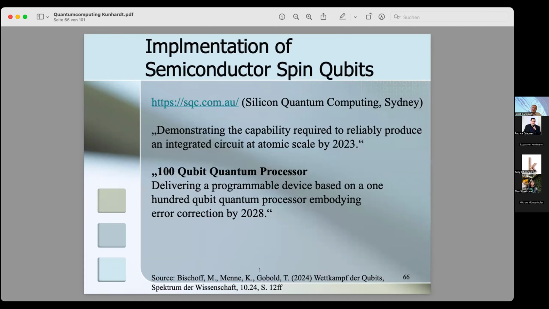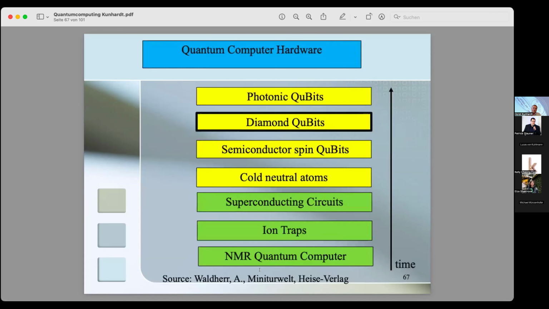Some companies refer to this kind of technology as silicon quantum technology. In Australia, in Sydney, they are working on that, and they say they want to produce a 100 qubit quantum processor based on semiconductor spin qubits, and that should be available with error correction by 2028. You see, a lot of work in progress.